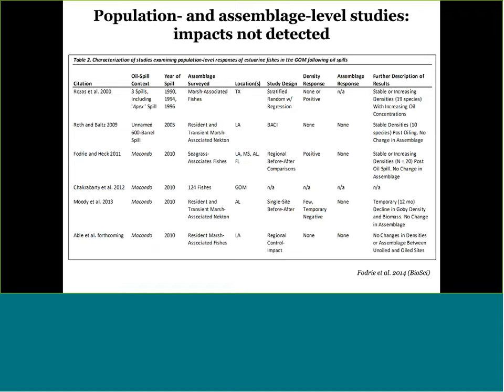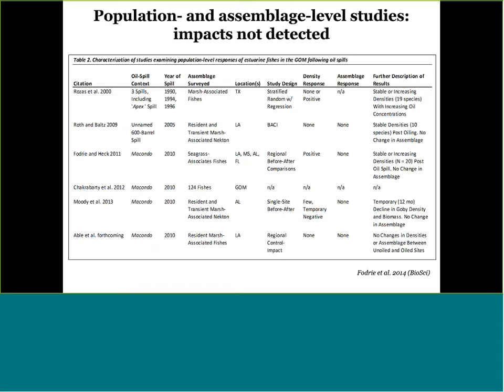These are the different people that have done population level studies looking at the effects of the oil spill. And it's different types of fishes, seagrass-associated fishes, marsh-associated fishes, open bay fishes, in different places, Louisiana, Texas, Mississippi, Alabama, different types of study designs in terms of is it a BACI or is it not a BACI? Is it just a regression of oil concentration and fish catch rates?